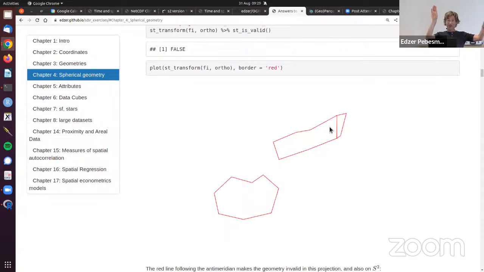Yes, one ends at minus 179.999, and this one ends at plus 179.999 or something like that. So they have a little space between the two polygons, which of course solves all your problems, right?